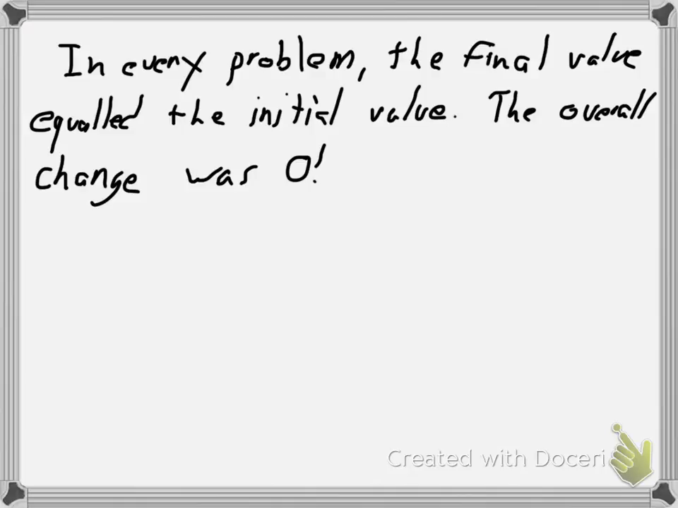So what does that mean for us? Well, in both of these problems that we looked at, the final value equaled the initial value. So whatever we started with equaled whatever we ended with. And the reason that happens is because the overall change was 0. When we add and subtract the same exact number, we're really not changing anything. If you have $5 and then I take away that 5 and then give you 5 more, you still have what you started with. Okay, there was no change.